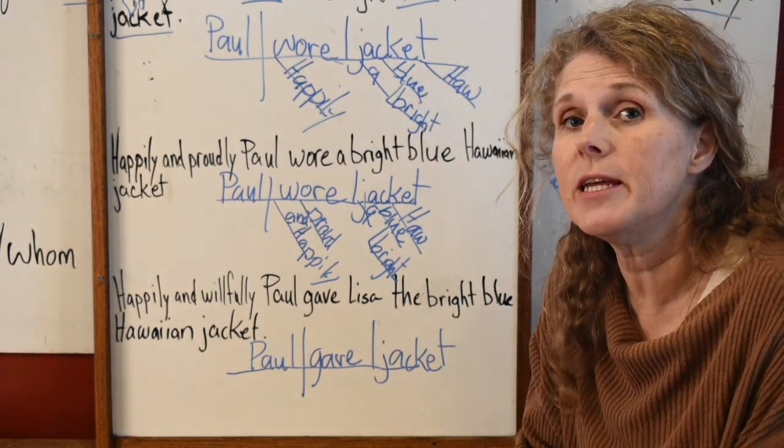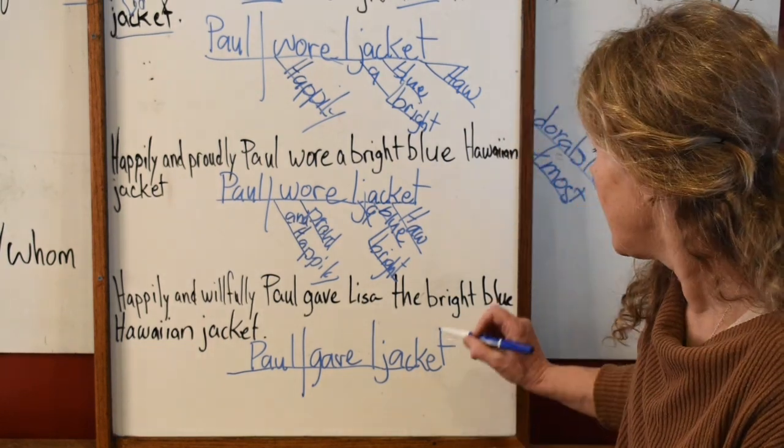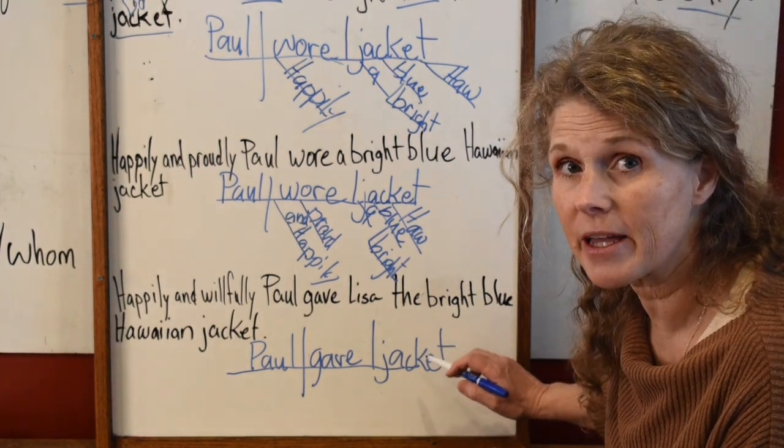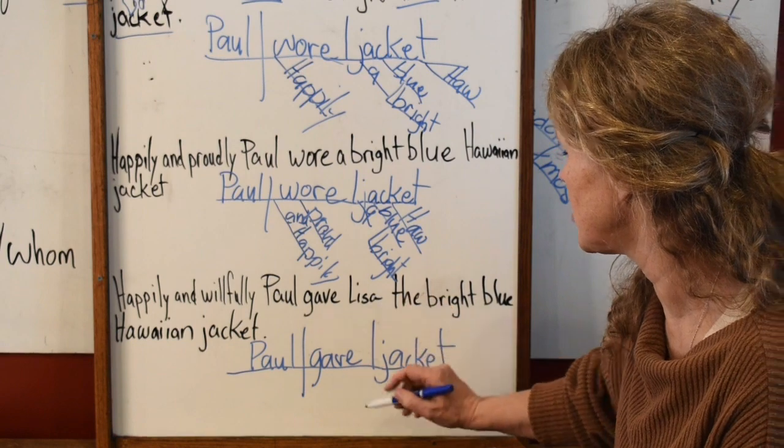Now, we have an indirect object. This is where it gets a little bit more confusing. The indirect object is receiving the jacket. Who's receiving the jacket in this sentence? Lisa is receiving the jacket.